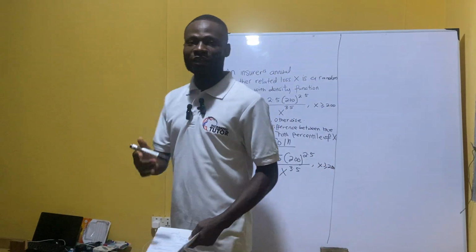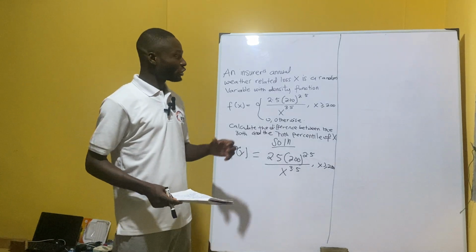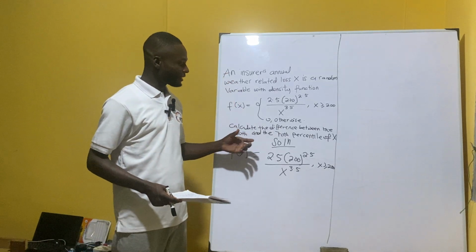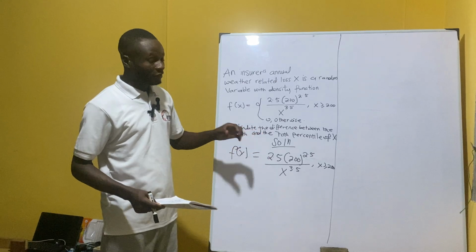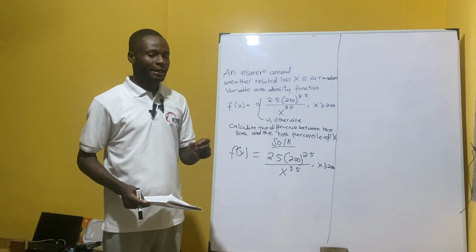All right, so welcome back to your favorite Inorganic Tutor YouTube channel. Today is another episode. We want to look at how we can find the difference between the 30th and the 70th percentile, given the probability density function, that is the PDF.